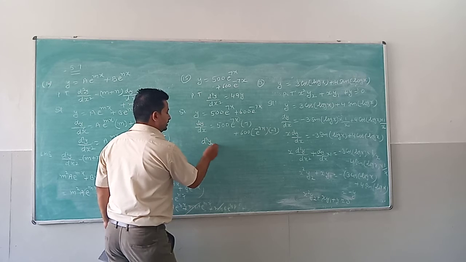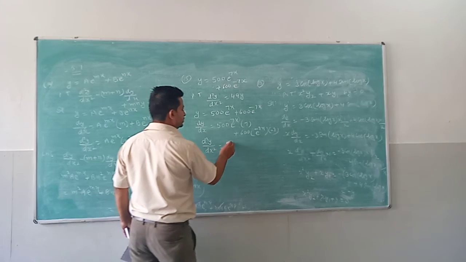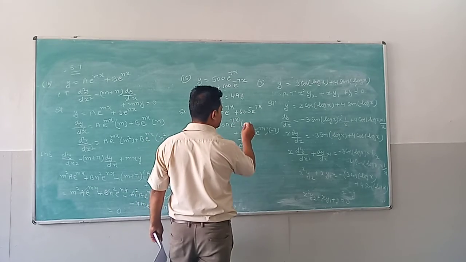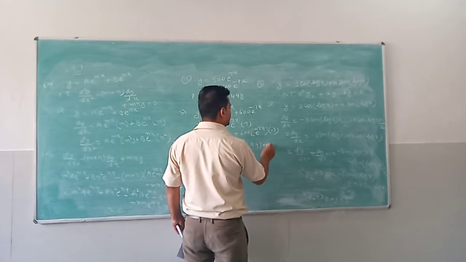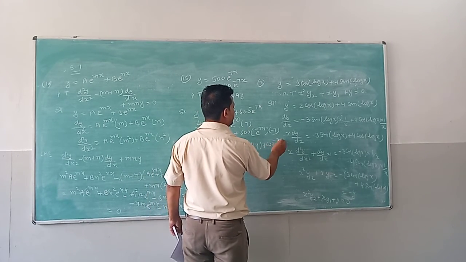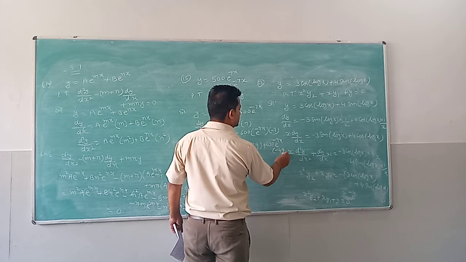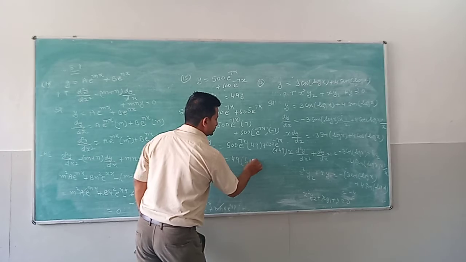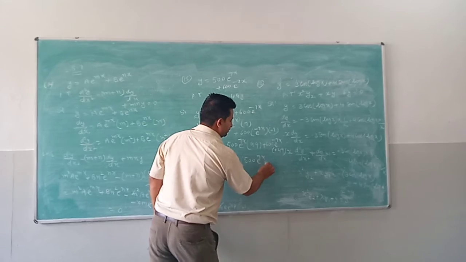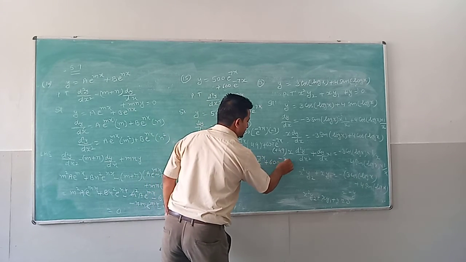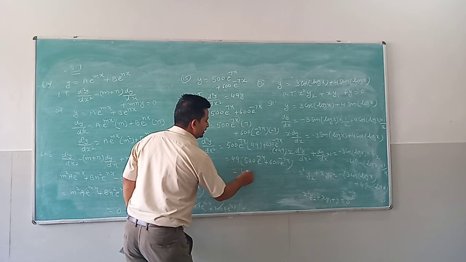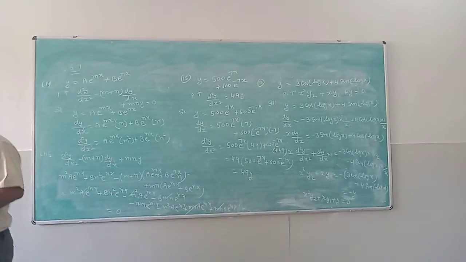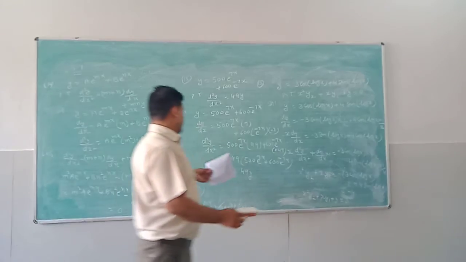When we again differentiate this with respect to x, 500 e power 7x, again its derivative is 7, this becomes 49. Its derivative is minus 7, this becomes plus 49. Take 49 common, so it's 500 e power 7x plus 600 e power minus 7x. So this is 49y. This is the right hand side. So it is the proof of question number 15.